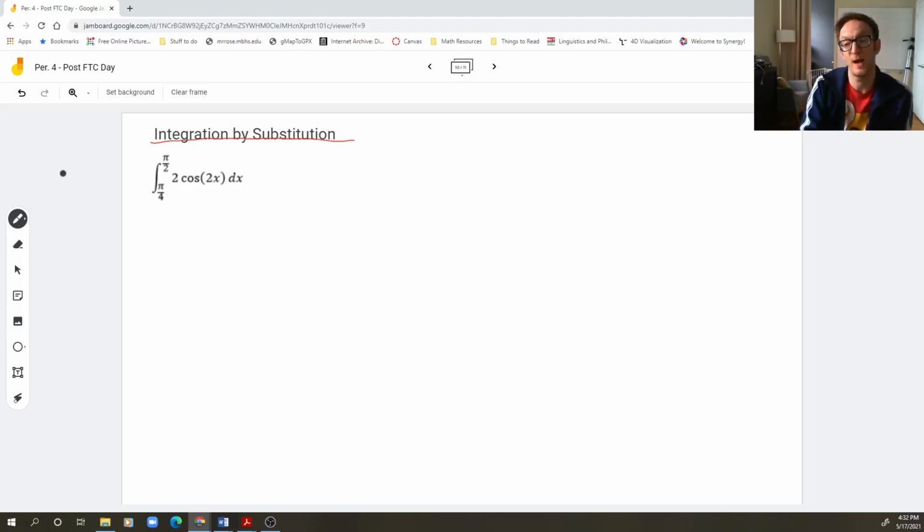The integral is from pi over 4 to pi over 2 of 2 cosine 2x dx. How am I going to do this? Well, the thing about doing integrals now is it's easy if you know an antiderivative. So it seems that the problem of integrating this function, of computing this integral, is as simple as finding an antiderivative of this function. Okay, so that is a way to do this.